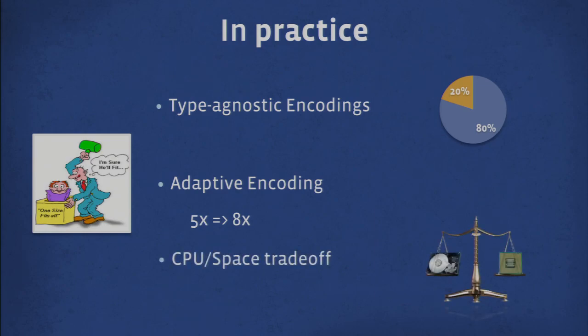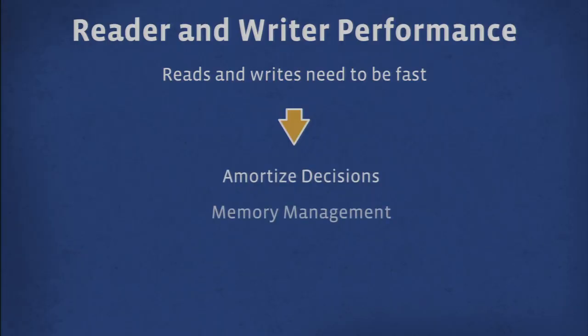But this is really all about a CPU to space trade-off, right? This is pretty expensive to do, these dictionary encodings. This is happening every time we do writes. And then when we do reads, we have to unencode the data, which adds more overhead. Okay, so our requirements for reads and writes are that they just need to be fast, pretty much like everybody else's requirements for reads and writes. What does this translate into?